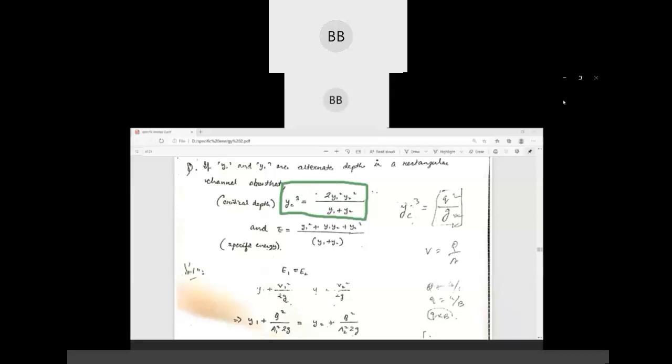Our aim is to find out the yc cube. So we have to bring that yc cube in that particular equation. Then only we will get this expression. That is why, after replacing that q value by q square multiplied by b1 square, then we have to bring that yc value.